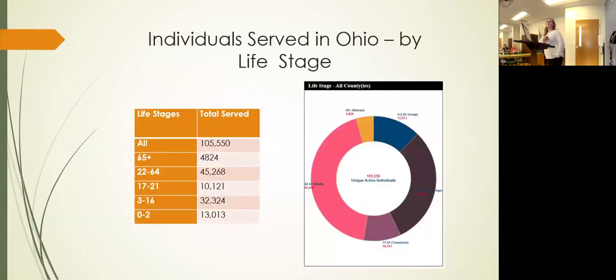So these are the fun little graphs that I wanted to show you. This shows you by life stage, and when I say life stage, I really mean age demographics. In the state of Ohio, over 105,000 individuals are served. When you look at the numbers with the aging, this is the part that's kind of staggering. You have your 22 to 64 and 65 and up, but the majority of individuals being served are 21 and under.